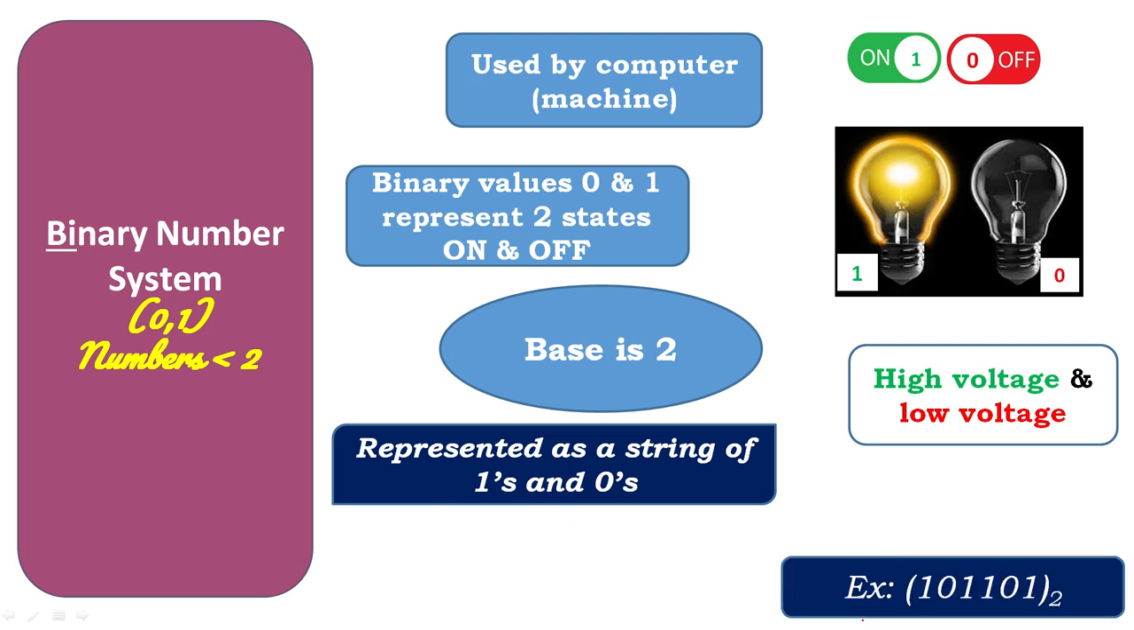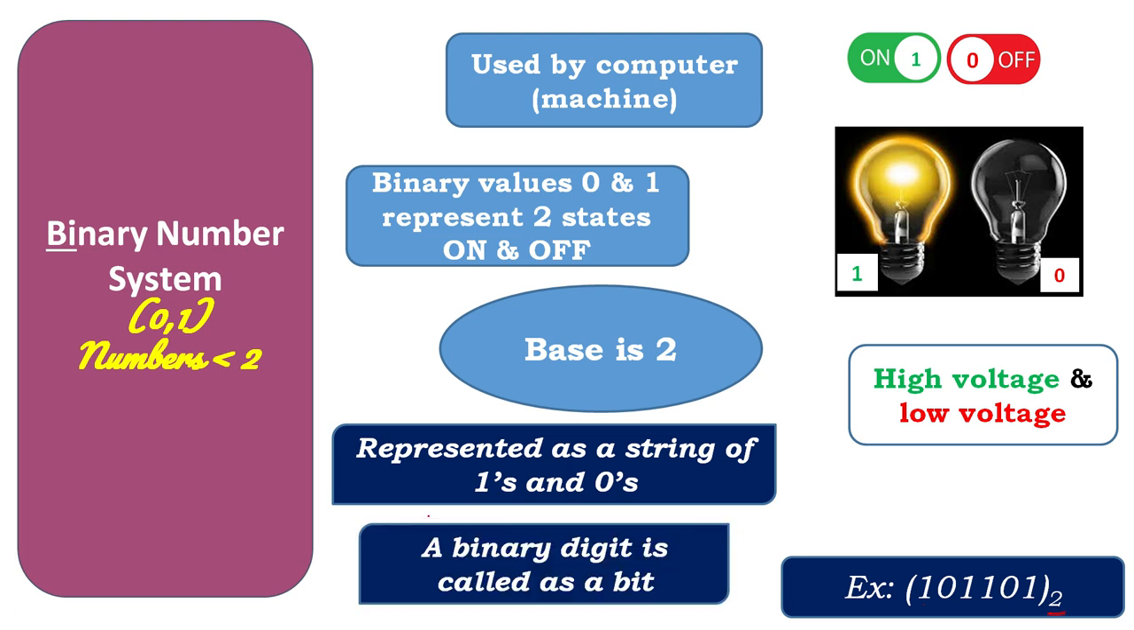An example binary number is 10011. The base is 2, and therefore with any binary number we should be inserting this subscript 2 to indicate that this is a binary number. And any binary digit is called a bit. So 0 and 1 are called bits in a binary number system.